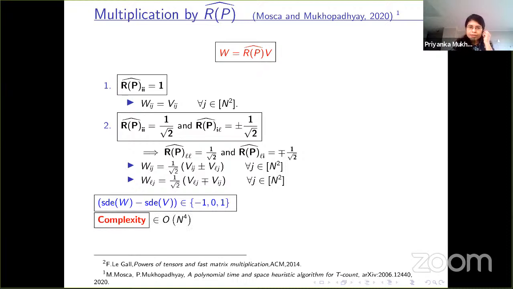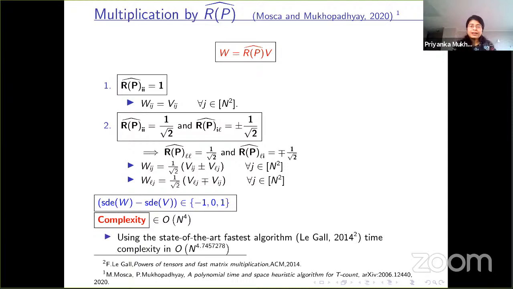And the complexity of this multiplication is order n to the power 4. This is faster than the currently fastest algorithm for matrix multiplication, which was given by Le Gall, and the complexity of that algorithm would have been order n to the power 4.7457278. So we give some marginal improvement here.